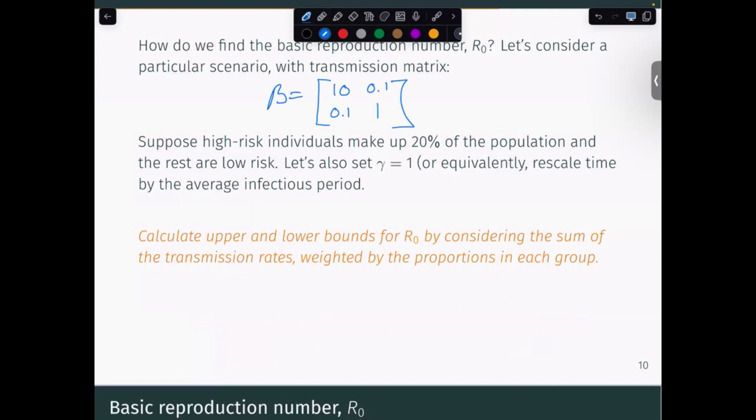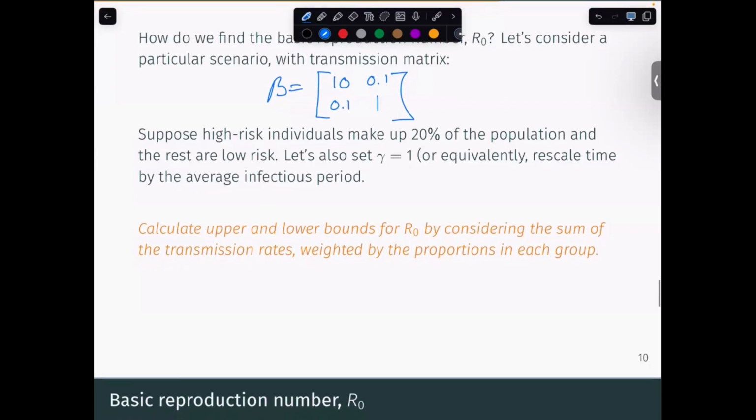We also need to think about the NH and the NL, in other words, the proportion of individuals in our high risk group and the proportion in our low risk group. I'm going to assume that the high risk group only makes up 20% of the population. So most individuals, 80%, are low risk. And for simplicity, we can just non-dimensionalize this model, which is equivalent to just setting gamma equal to 1. So our recovery rate, we can rescale time according to our average infection period. That's essentially what that does. We don't really care about the recovery rate here. It's just a numerical example.